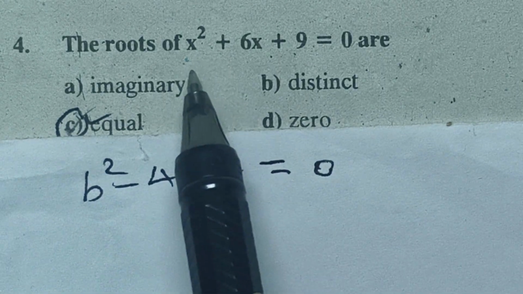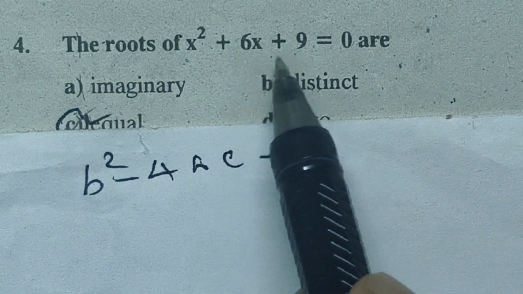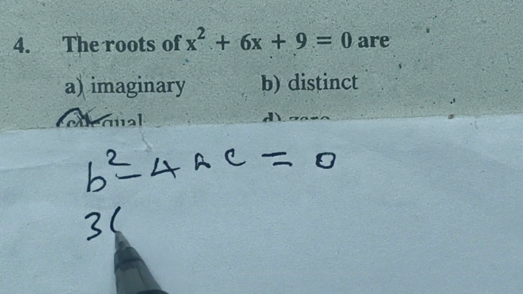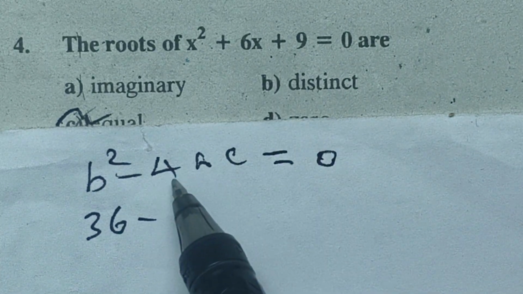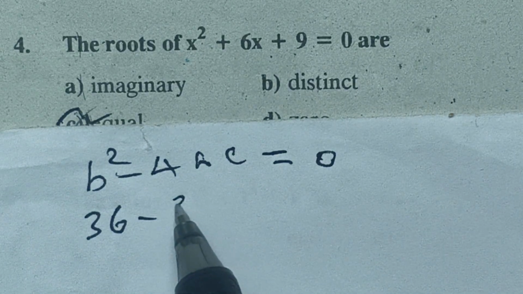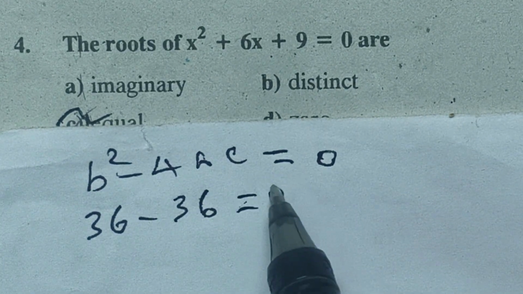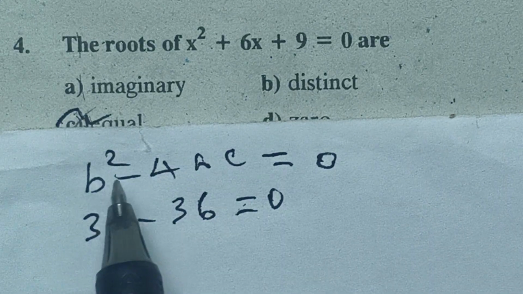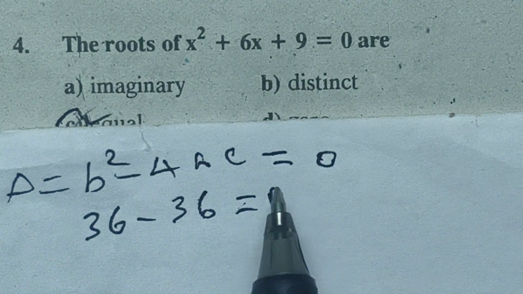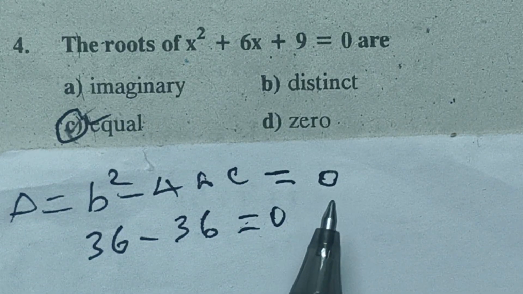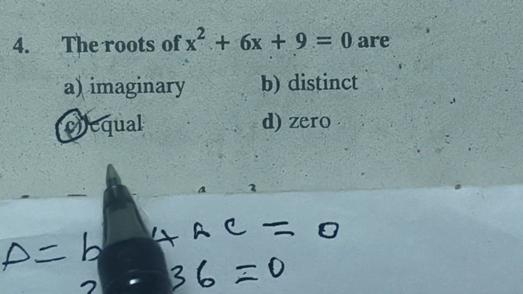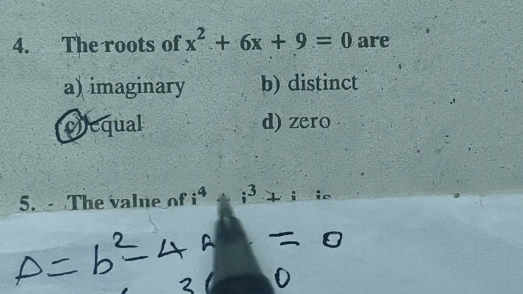Here a is 1, b is 6, c is 9. So here b squared is 36 minus 4ac, that is 4 into 1 into 9, also 36, is equal to 0. So here, if this discriminant delta is equal to b squared minus 4ac is equal to 0, then the roots are real and equal. So here the option C is correct. So this is the only correct answer.